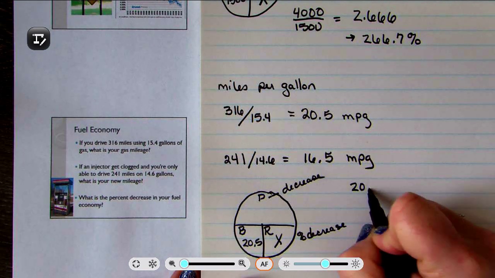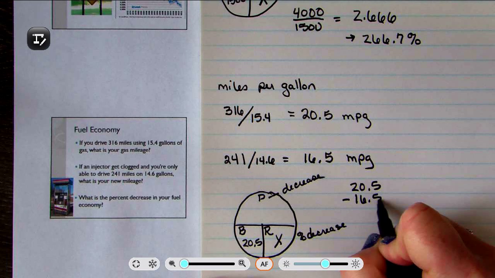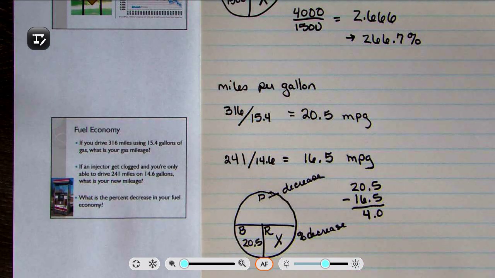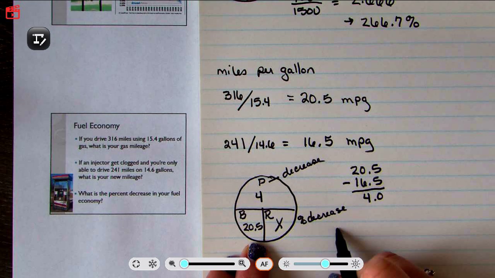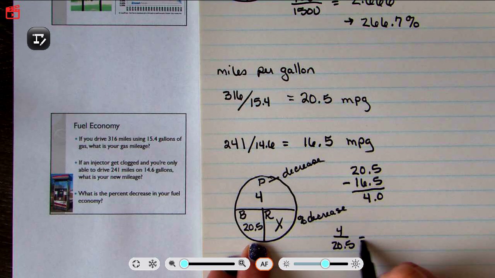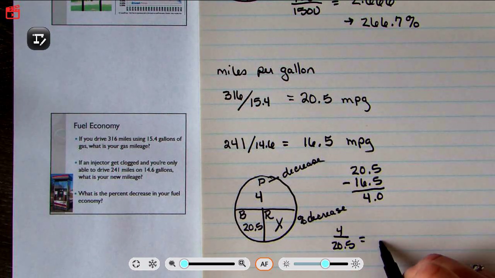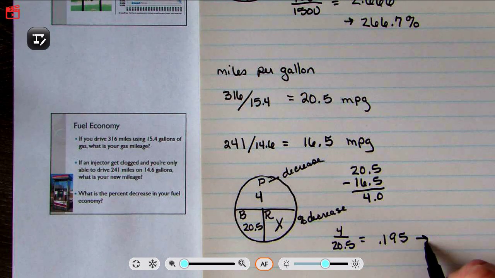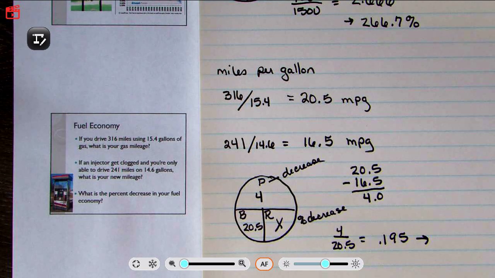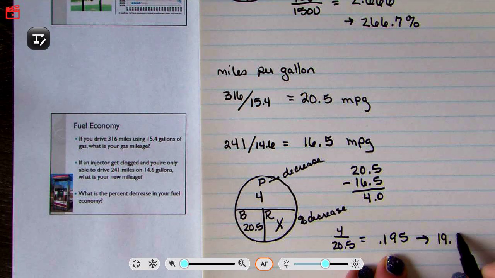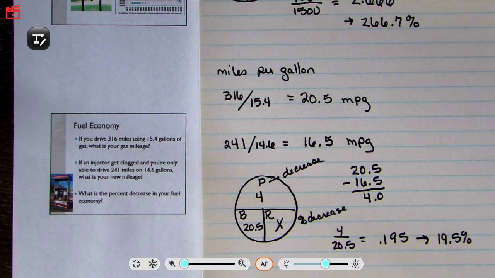So we started at 20.5, went down to 16.5. So we had a decrease of 4 miles per gallon. And so I will do that 4 divided by that 20.5. And that gives me 0.195. There's more decimals, but I'm just rounding. Which as a percentage is 19.5%. So we had a 19.5% decrease.